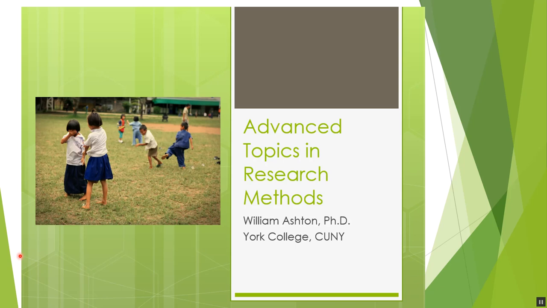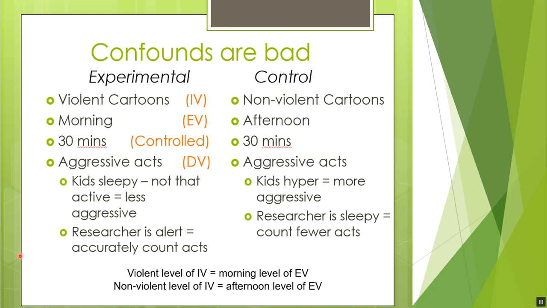were talking about the study done with the preschoolers, the five-year-olds, and violent cartoons and their aggression on the playground. And let's go back and take a look or review this. The experiment, we had in the experimental condition violent cartoons, in the control condition nonviolent cartoons. The dependent variable was the number of aggressive acts. But then there was an extraneous variable confounded in the experiment, and that was time of day.